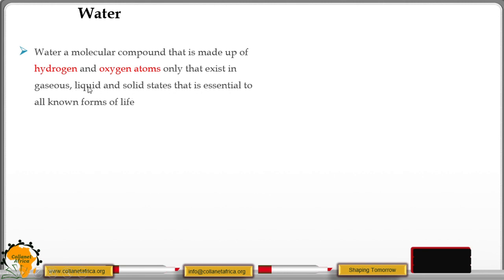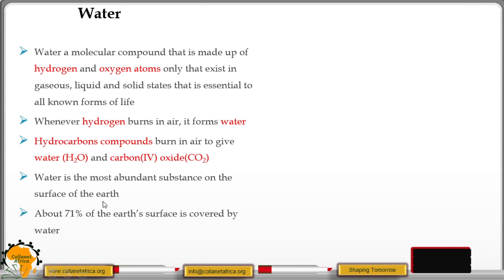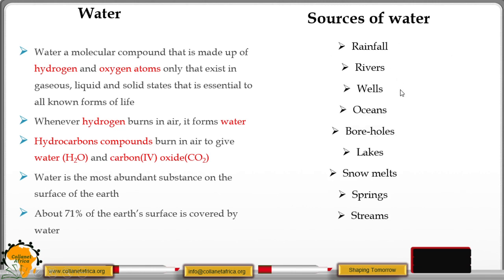Liquid water is very essential to all known forms of life, because no known form of life can survive without using water. Whenever hydrogen burns in air, it forms water. Hydrocarbon compounds burn in air to give water and carbon 4 oxide. Water is the most abundant substance on the surface of the earth. About 71% of the earth's surface is covered by water. These are the sources of water. We have rainfall, rivers, wells, oceans, boreholes, lakes, snowmelts, springs, streams.